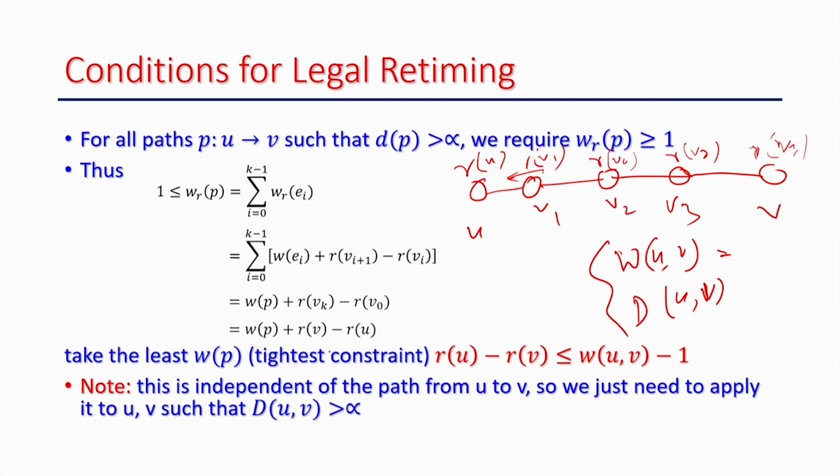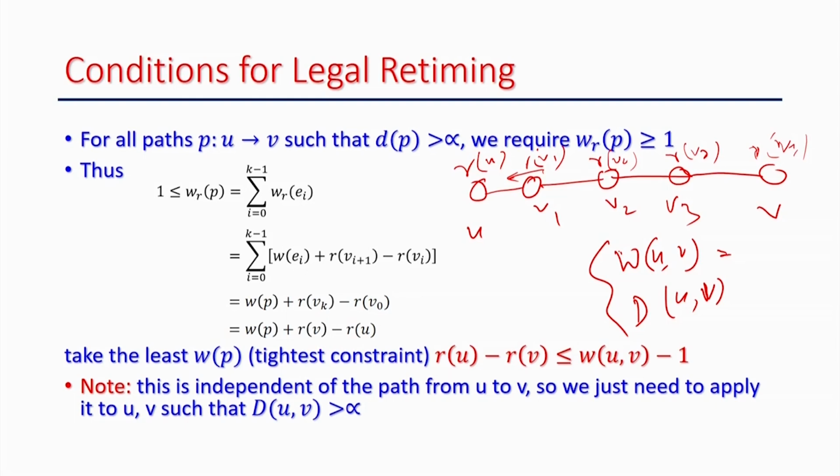So, WP plus RV minus RU, where this is RV and this is RU. The important factor here is that after retiming, I should only bother about the RU value and the RV value. The minimum weight will be given by WP, whatever the weight was earlier, plus RV minus RU; the intermediate terms cancel each other out. Now this value should be at least greater than or equal to 1.